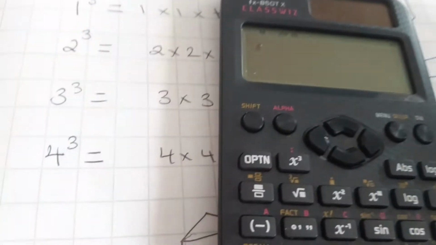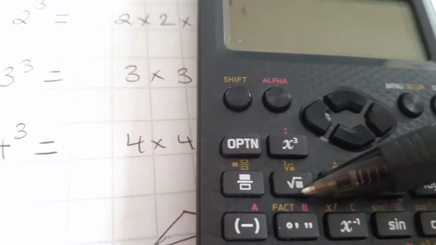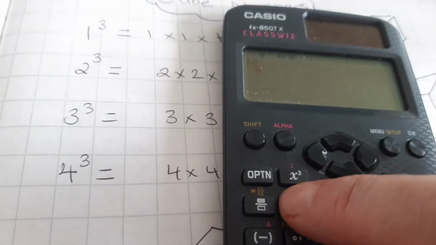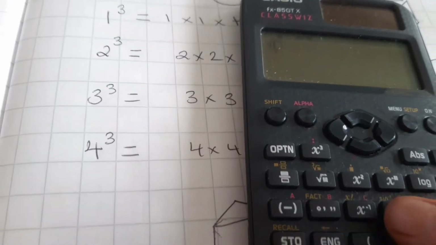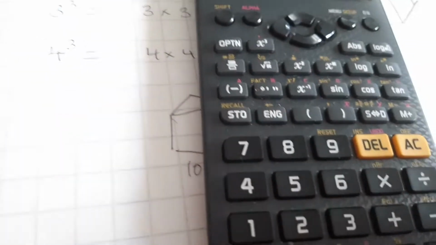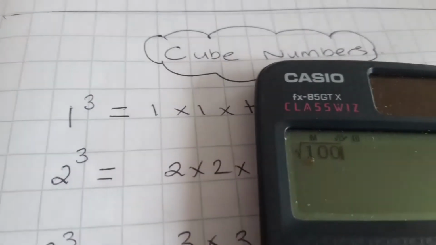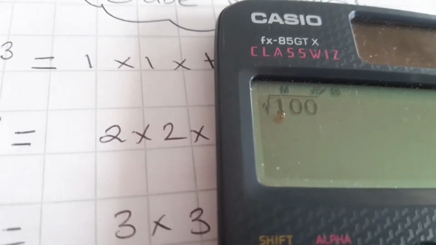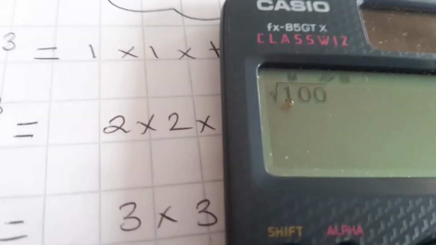On your calculator, you have this square root button, which we've used before. Say you had the number 100 and you want the square root. You press that button, press 100, it comes up on the screen like that, and you get the answer 10, because 10 times 10 is 100. So that's okay for square numbers. We are dealing with cube numbers, but we can do something similar to get the cube root.